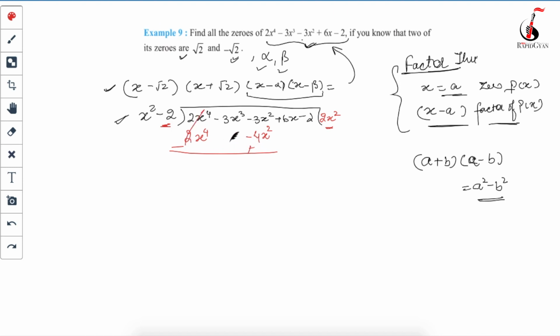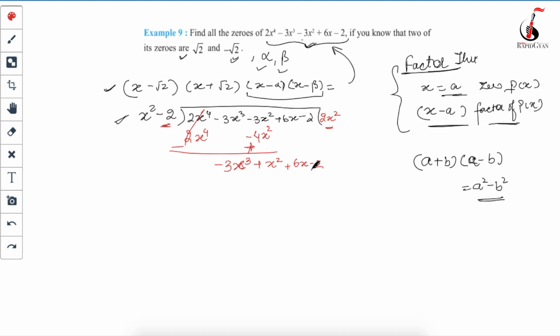So this will be cancelled out. Here there is nothing, so this minus 3x cube will come here. Okay. Minus 3x cube will come here. This is plus and this is minus. So 4x square minus 3x square is your plus x square, and then write the remaining part, which is plus 6x and minus 2.